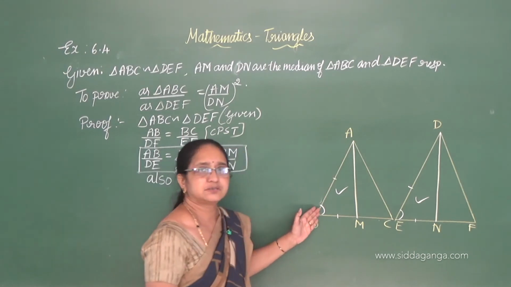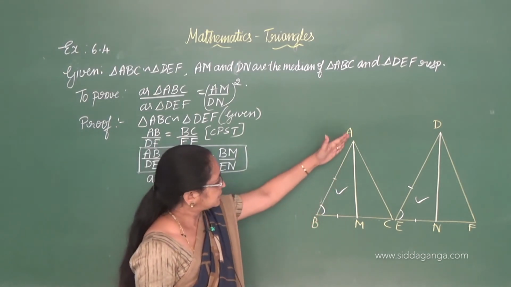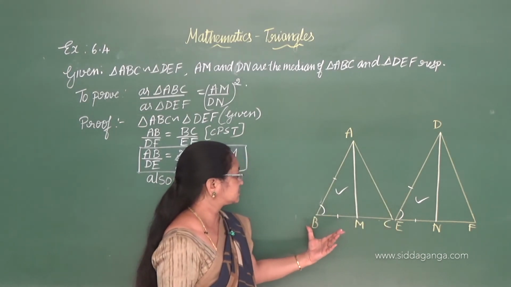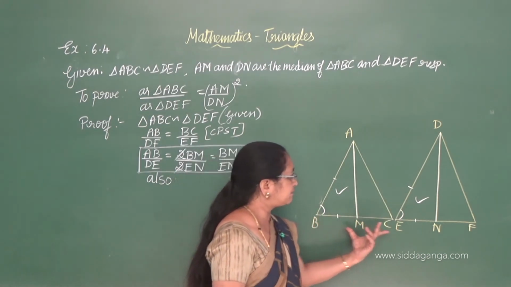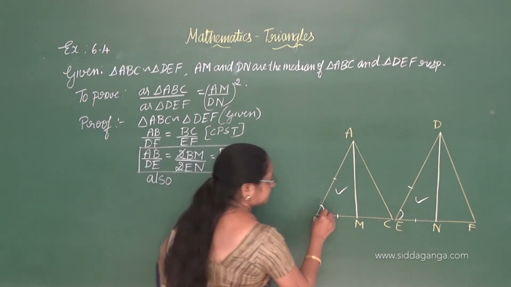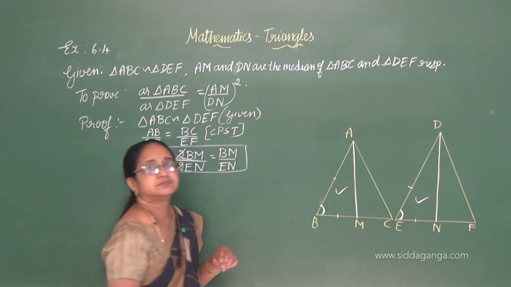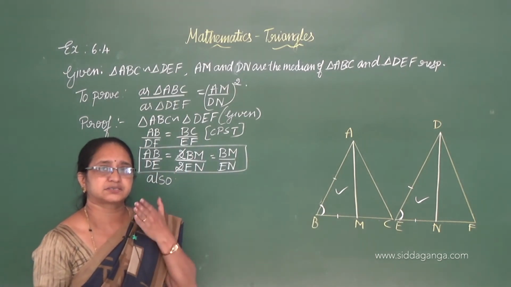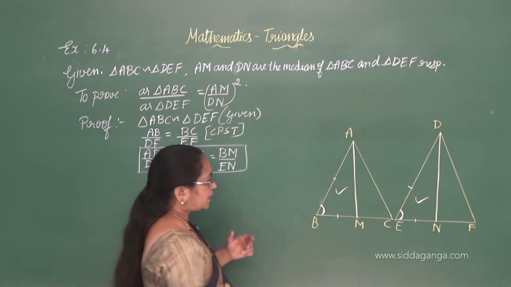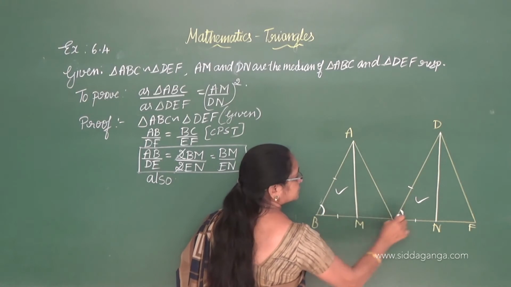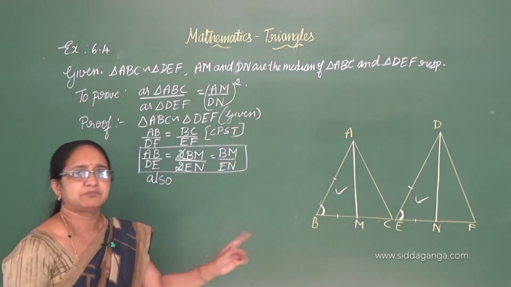AB, just refer to the diagram, AB by DE is proportional to BM by EN. So, definitely the included angle will be B and E. To apply the SAS similarity criteria, I have to prove that angle B is equal to angle E, correct? So, I am taking that.